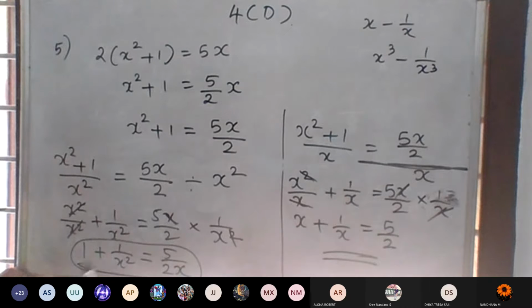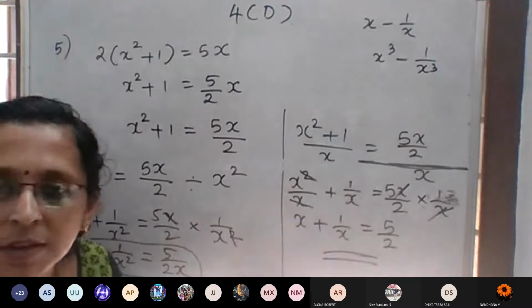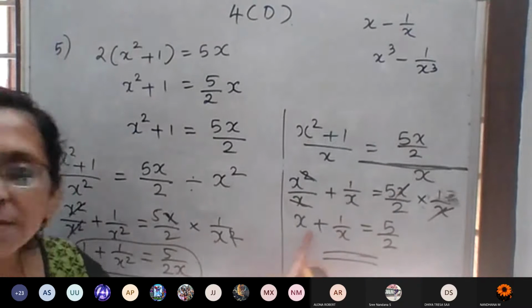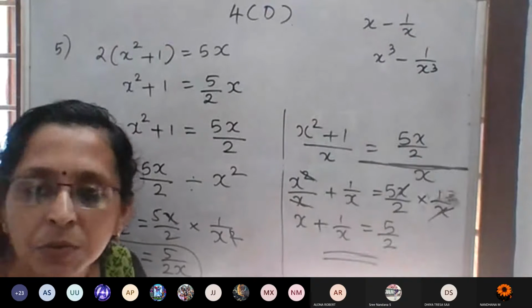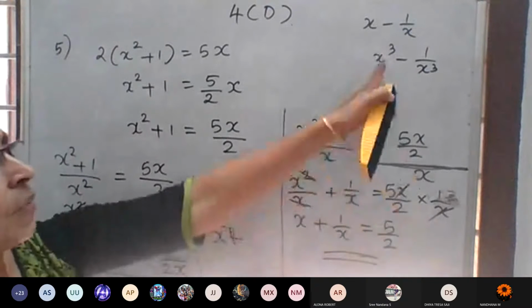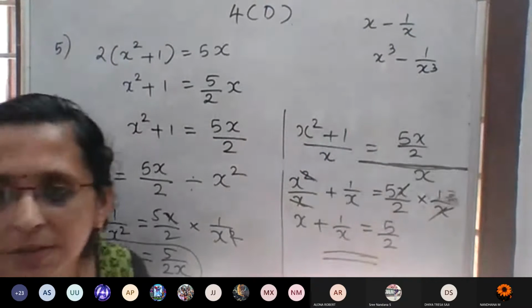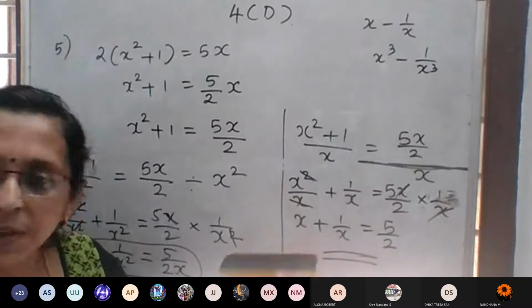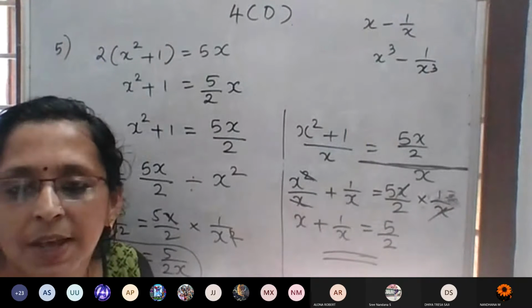So can we do with this? Divided by x or divided by x square? Divided by x only. Understood. Directly we got x plus 1 by x is equal to 5 by 2. We want to find out with x cube and x minus 1 by x. With this we can do something, no? We will get the answer.